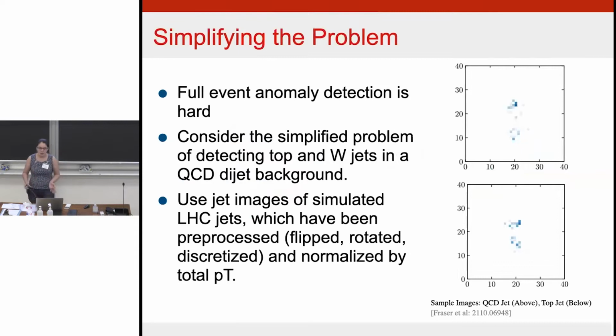And then one final comment before I move on to variational autoencoders is that we work in the case of a simplified problem. So a lot of anomaly detection tries to work with full events. So you work with events where you have multiple jets and multiple leptons, which is more realistic.